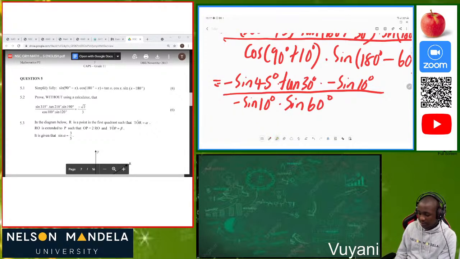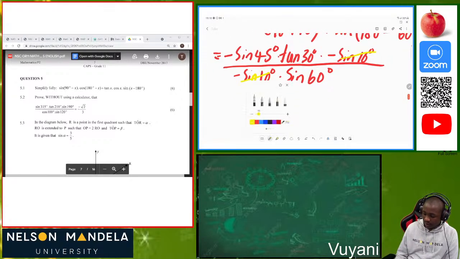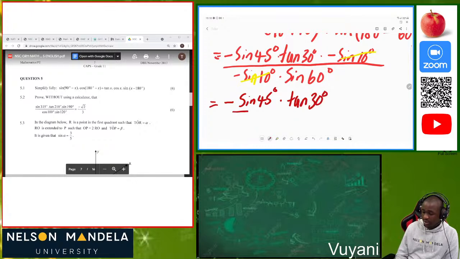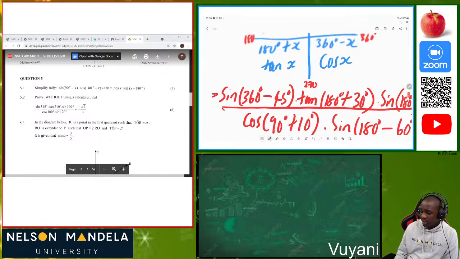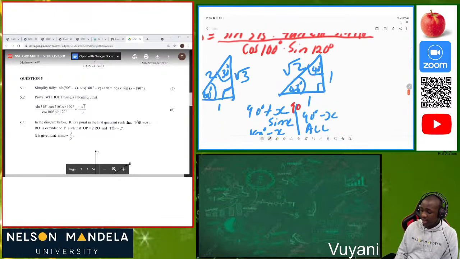We know that these ones will cancel each other because they are the same. Then now we are left with negative sine of 45 degrees times tan of 30 degrees divided by sine of 60 degrees. Now we can use our special triangles.